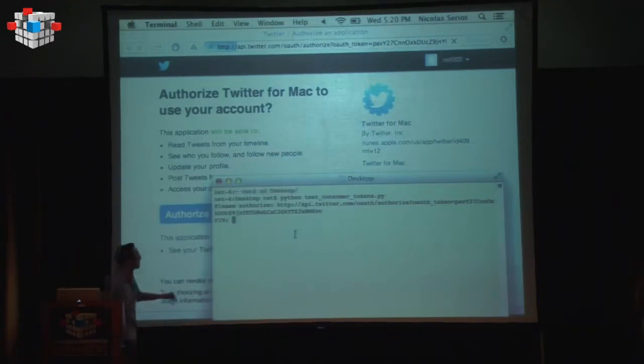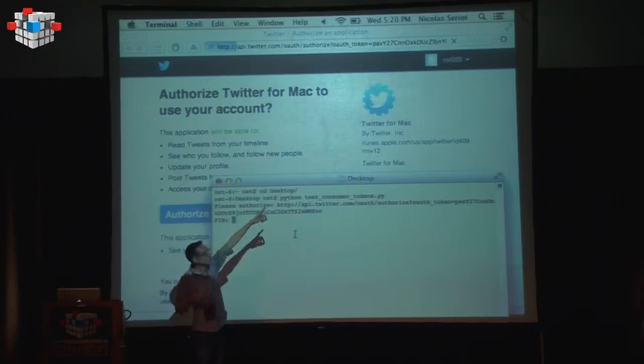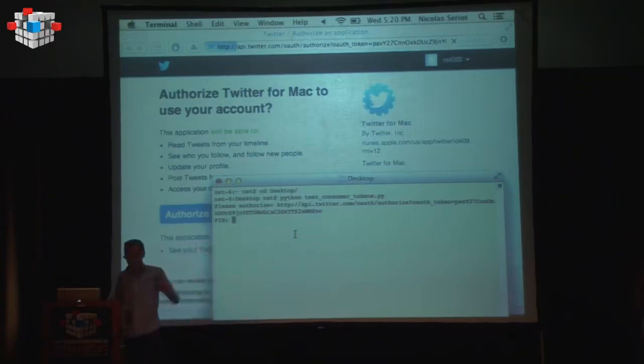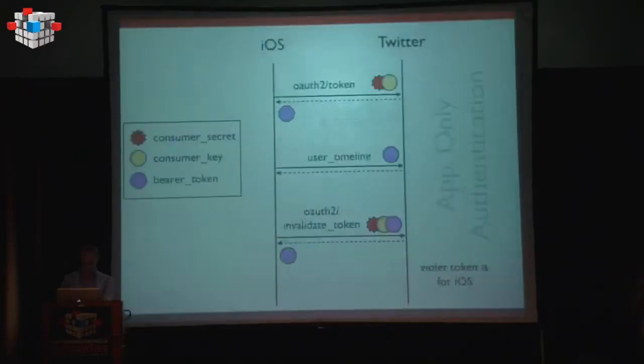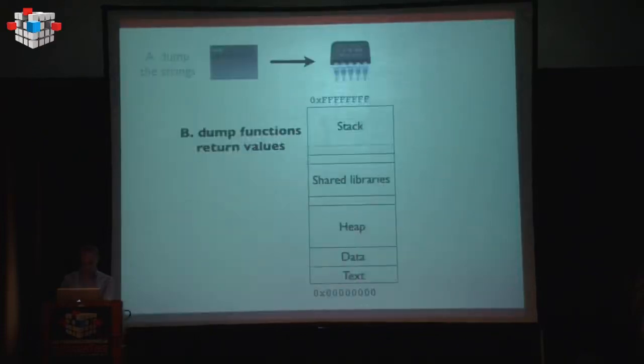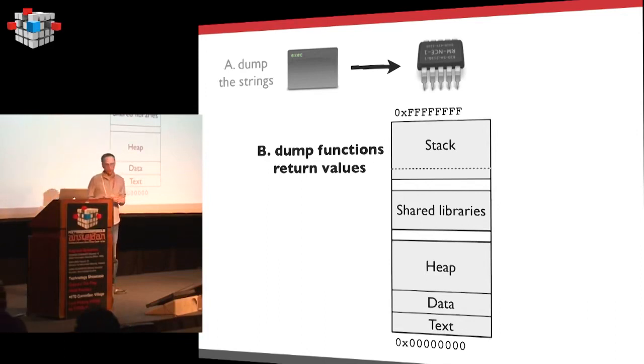What you saw is that the consumer tokens we extracted were really the ones from Twitter for Mac. But in many applications, in many Twitter clients, the consumer token strings are not simply put in the binary file. They are somehow hidden or obfuscated. So you have to use other techniques to retrieve the tokens.